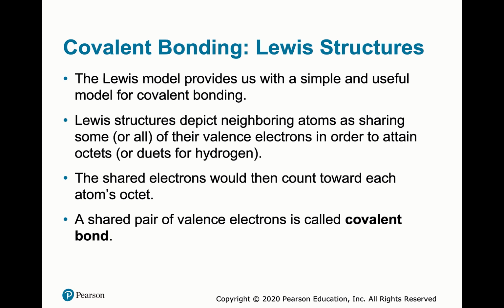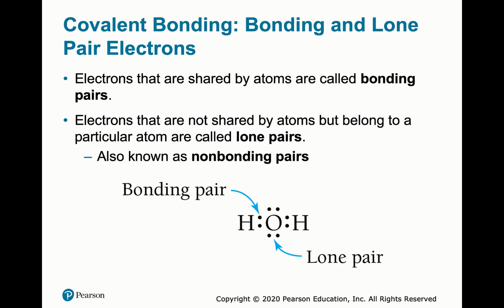And looking at the valence electrons, the nonmetals, when they covalently bond, they're trying to get towards an octet, so 8 electrons, with the exception of hydrogen, which just wants 2. When electrons are shared, we call it a covalent bond. The electrons shared by atoms are called bonding pairs, and if an atom keeps its electrons to itself, that's known as a lone pair or a non-bonding pair.